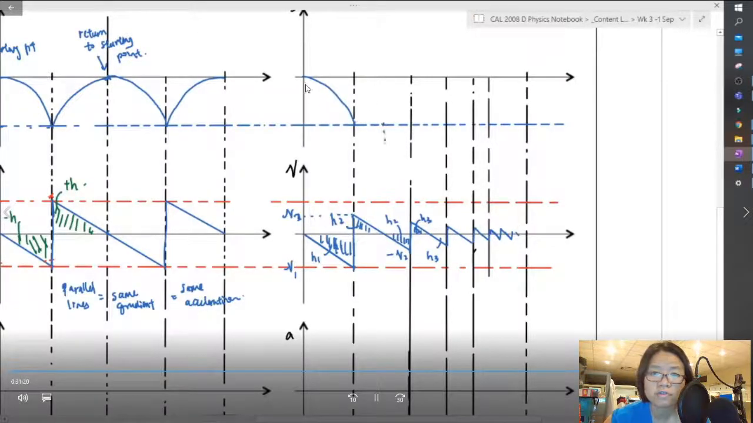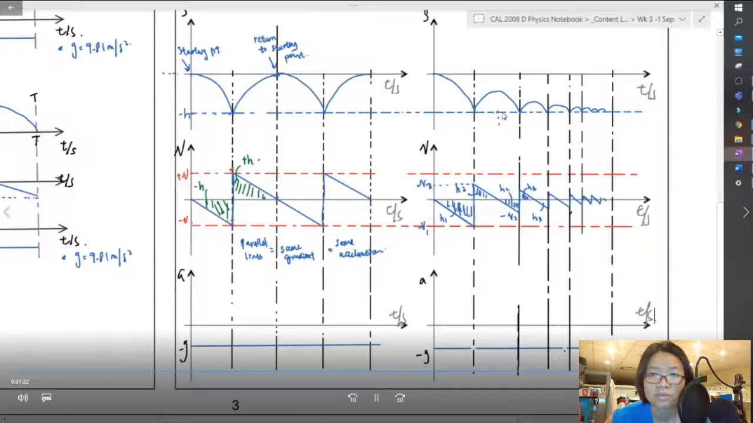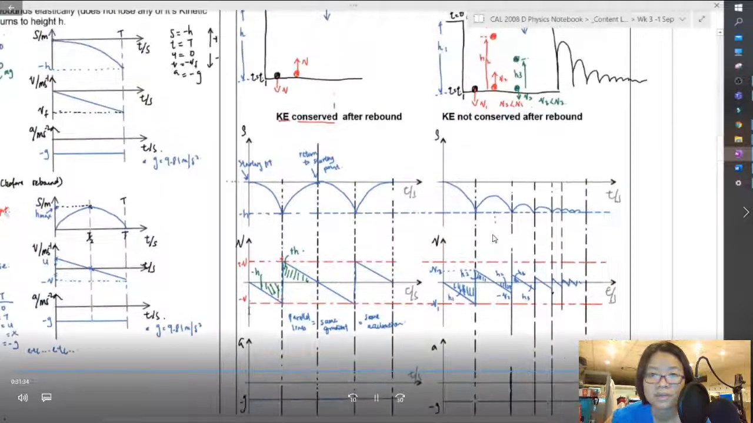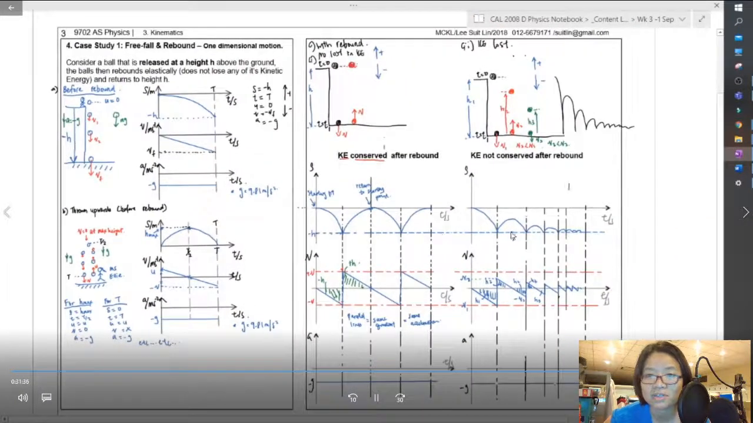And then, of course, how about the displacement? Here is the same, but since you cannot go up to the maximum height, then you get something like this. So the zero is still the maximum point, the turning point is still aligned to when V is zero, okay? Here to here. Alright, so that's why you can see this one is strangely looking like this one.